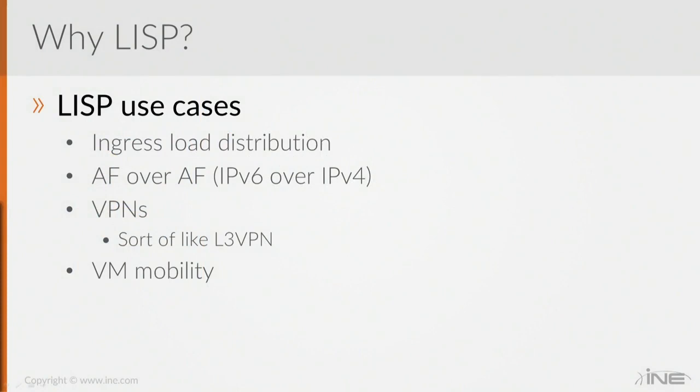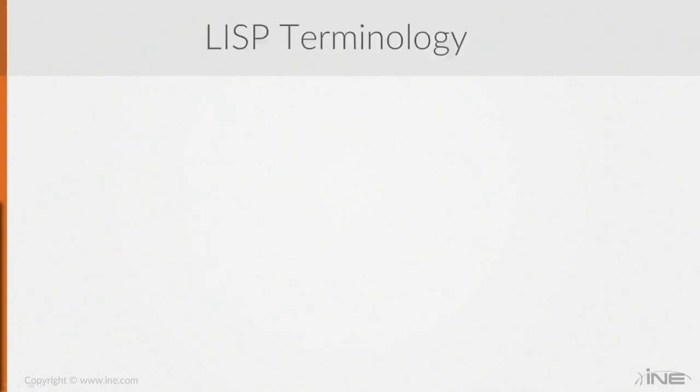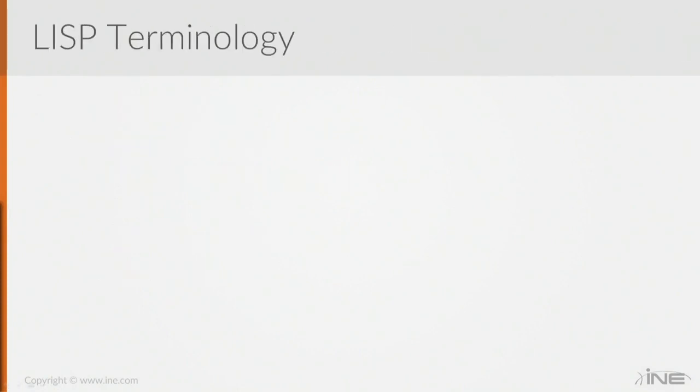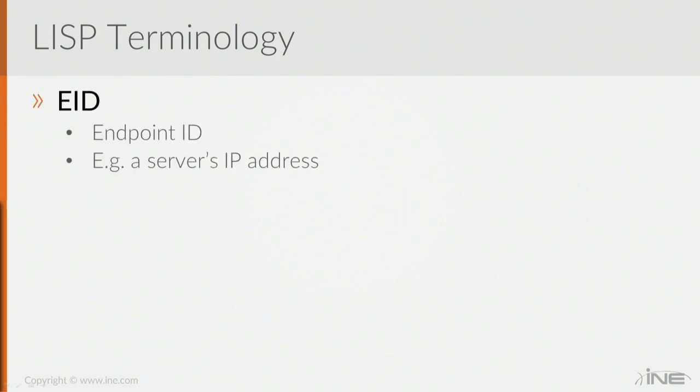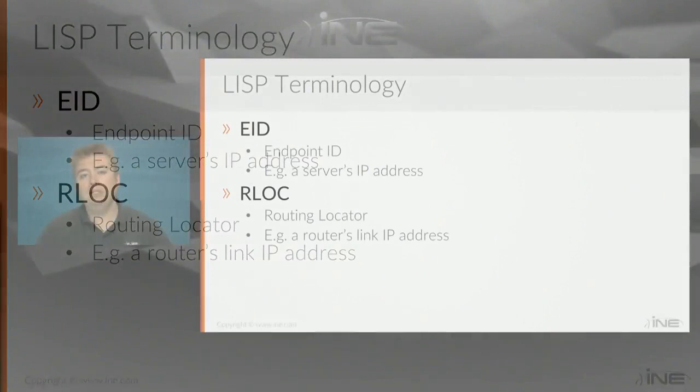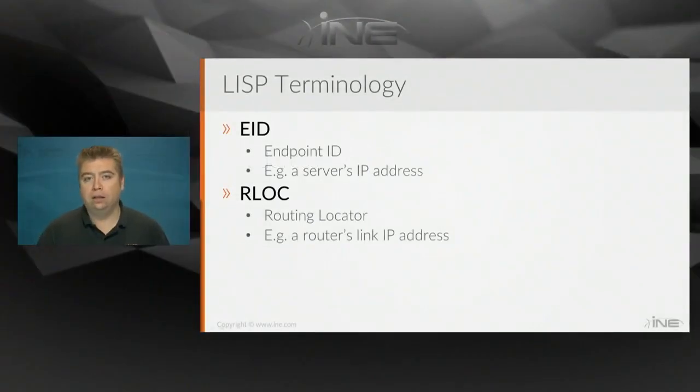Okay, so before we get into the implementation, we do need to talk about the terminology, because like any of these new protocols, if you don't understand what the different acronyms mean and what their roles are in the network topology, then it's going to be pretty tough to figure out what you're trying to do to begin with. The first two most important are the endpoint ID and the routing locator, or the EID and the RLOC.